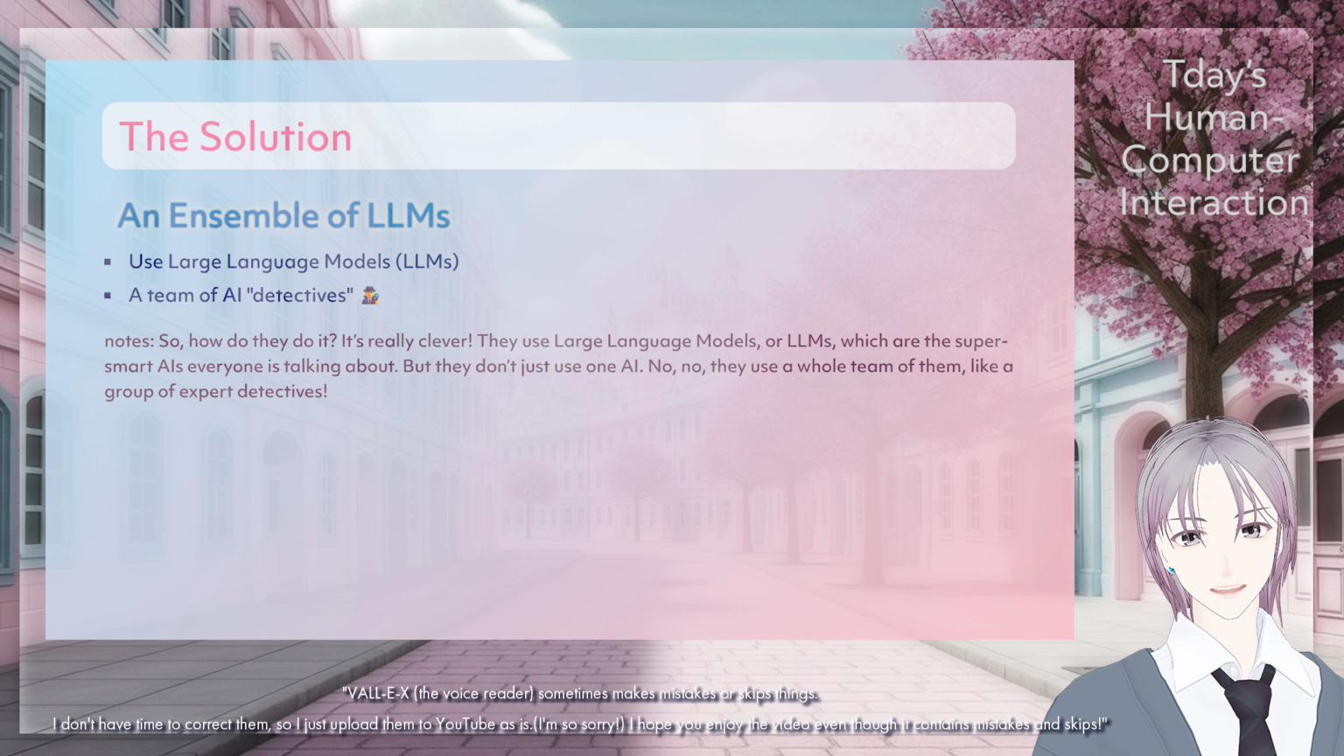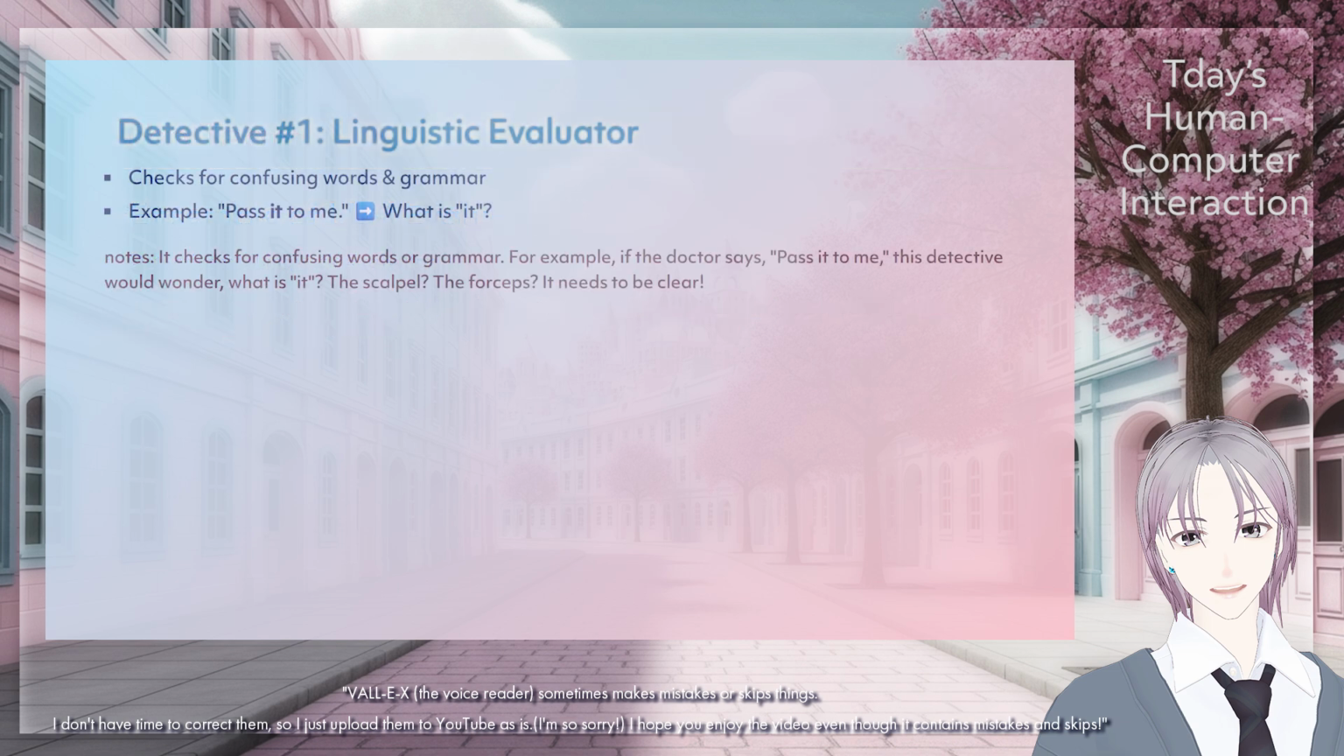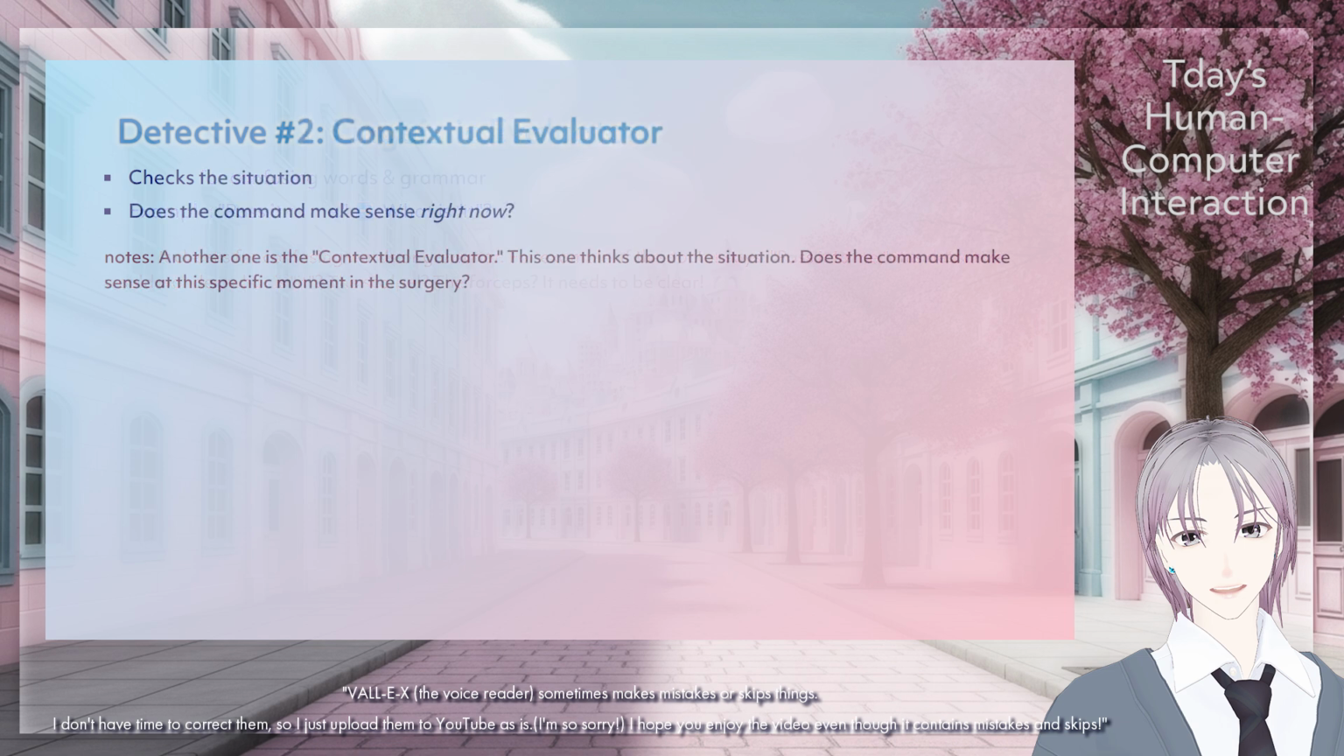So how do they do it? It's really clever. They use large language models, or LLMs, which are the super smart AIs everyone is talking about. But they don't just use one AI. No. They use a whole team of them, like a group of expert detectives. They call this an ensemble of evaluators. Each detective in the team has a special job. One detective is a linguistic evaluator. It checks for confusing words or grammar. For example, if the doctor says, hand me that, this detective would wonder, what is that? The scalpel, the forceps? It needs to be clear.